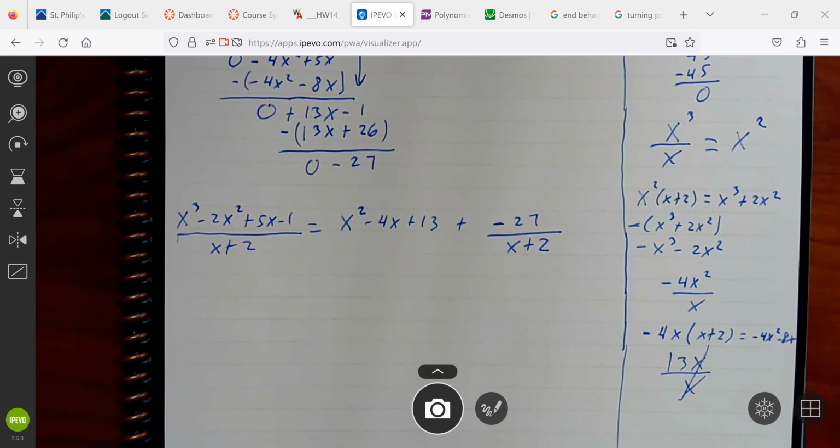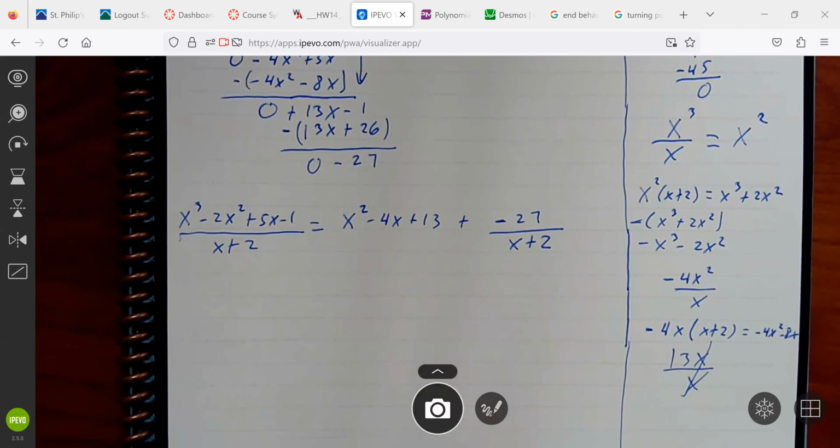So use long division to change it into this form. It's not very pretty. Do you have any questions along the way? Any of the steps?